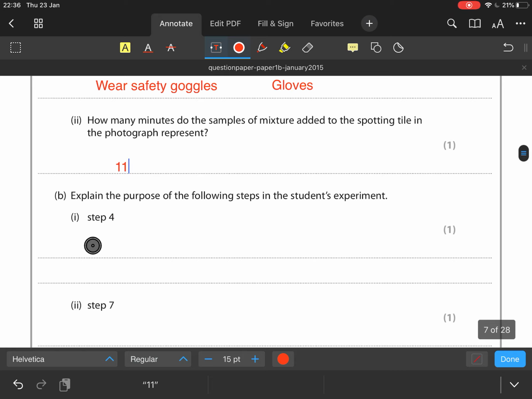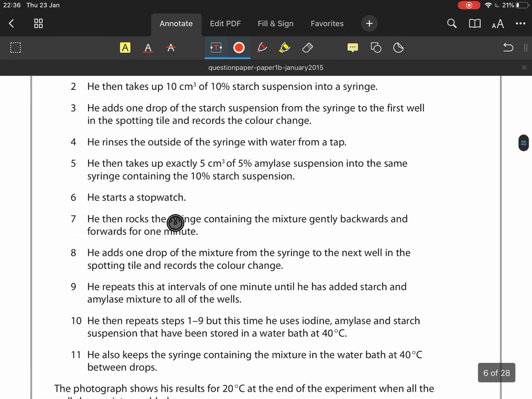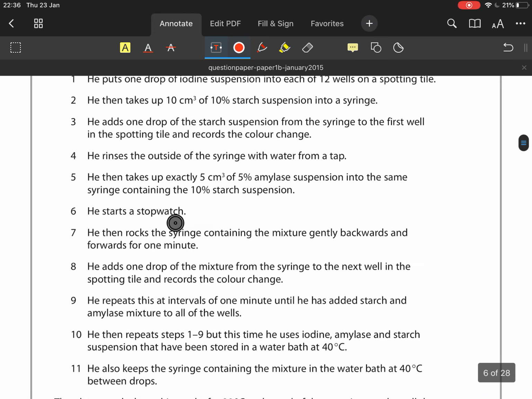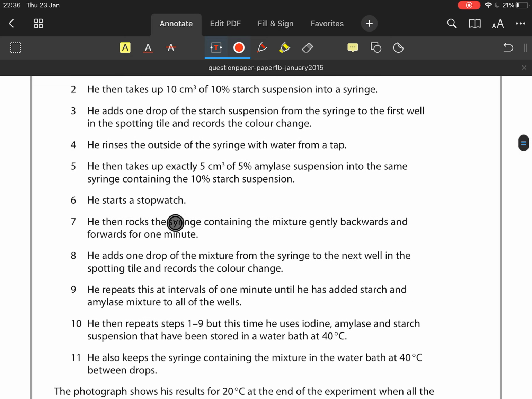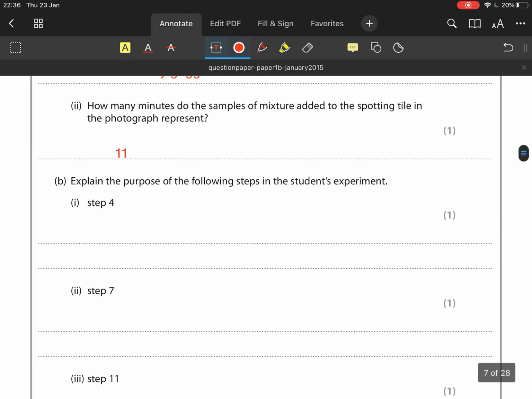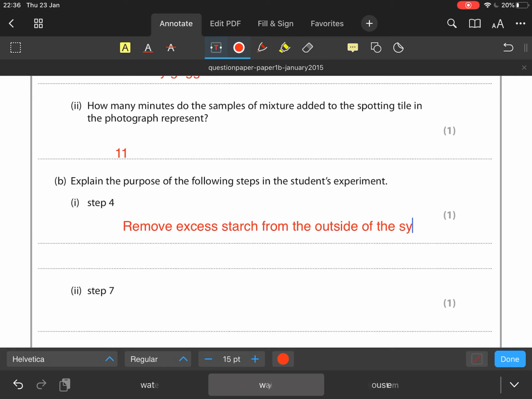Explain the purpose of the following steps in the student experiment. Okay, so step 4, let's remind ourselves what step 4 is. He rinses the outside of the syringe with water from a tap. He's done that, the student's done that after he's added starch suspension to the well. Okay, the reason he's rinsing it off is to remove excess starch from the outside of the syringe.